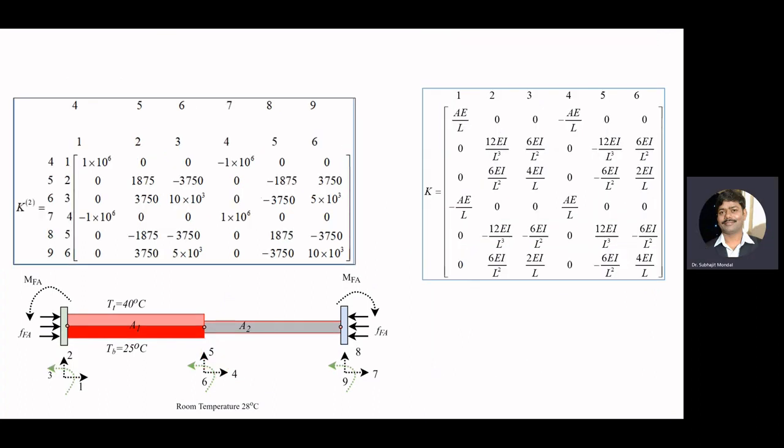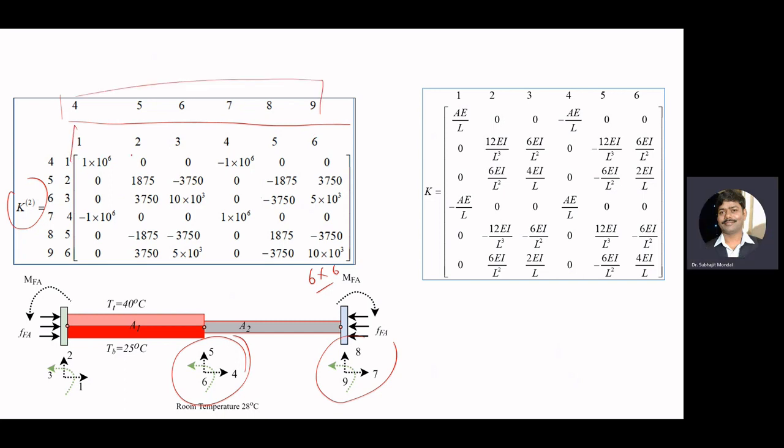Similarly, for the second element also, you can calculate the stiffness matrix, which will be of size 6 by 6. The degrees of freedom for the second element are 4, 5, 6, 7, 8, 9. So here the global degrees of freedom are 4, 5, 6, 7, 8, 9, and the local degrees of freedom are 1, 2, 3, 4, 5, 6. For each element, the local degrees of freedom are 1 to 6, and the corresponding global degrees of freedom will be 4, 5, 6, 7, 8, 9.